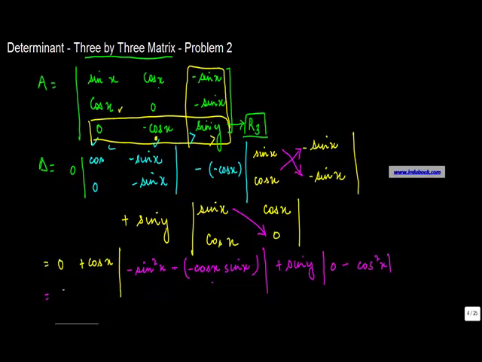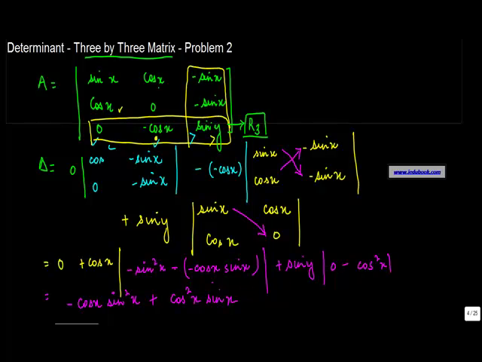So let's solve this. 0, we just knock it off. Cos x into minus sin square x will give you minus cos x sin square x. Minus into minus is plus, plus into plus gives you plus. So cos square x sin x plus sin y into minus cos square x. So we just remove this plus from here. We get a minus cos square x sin y, right?